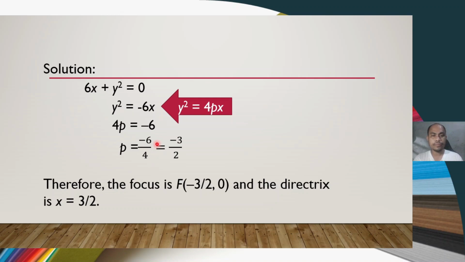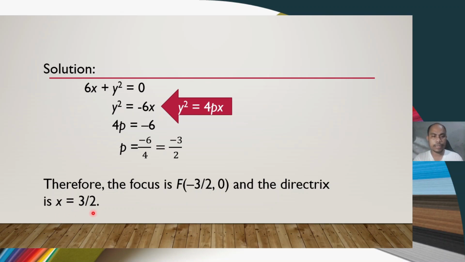And then, reduce it to lowest terms, divide natin yung negative 6 at saka 4 by 2. So, we have negative 6 divided by 2, we have negative 3. And positive 4 divided by 2, we have positive 2. So, our final answer for p is negative 3 over 2. Therefore, the focus is at (p, 0) man ito. So, you have (negative 3/2, 0). And the directrix, which is x, is equal to 3 halves.